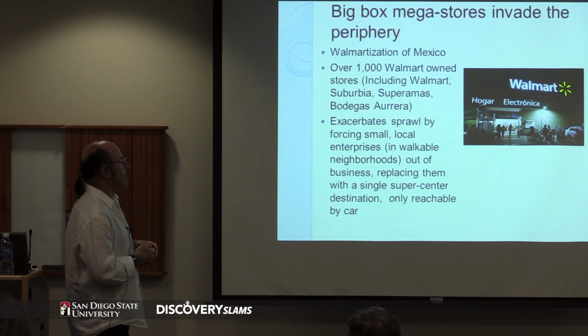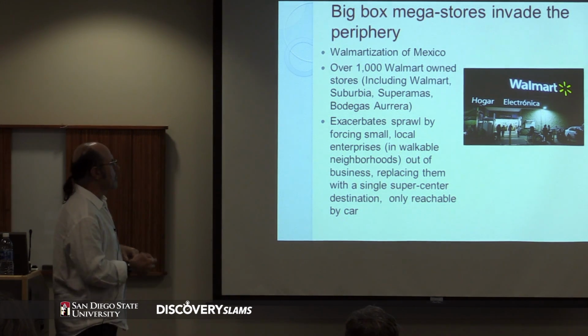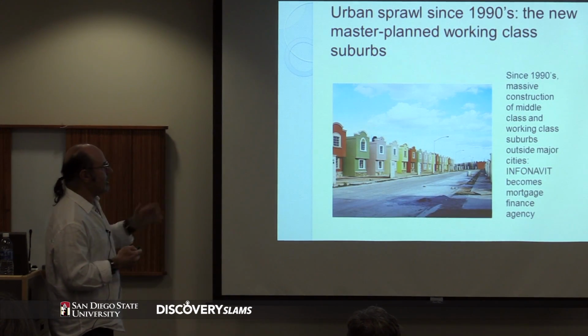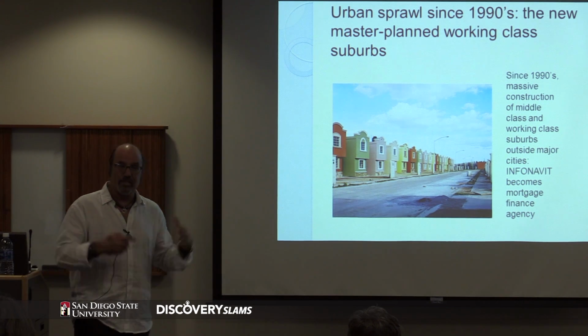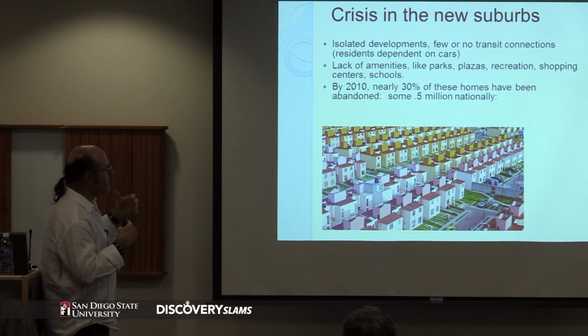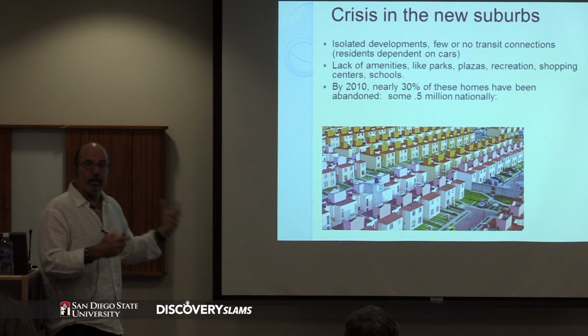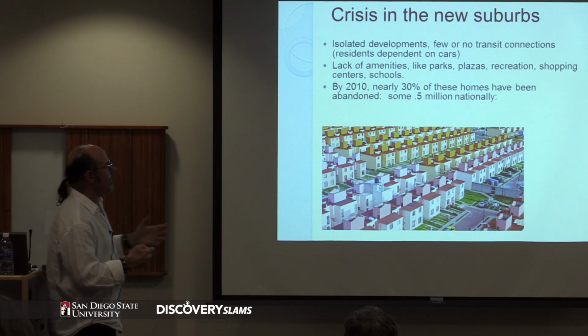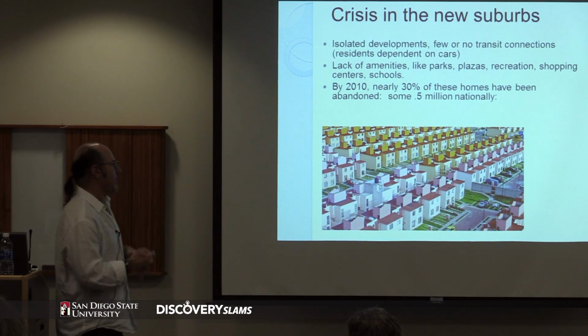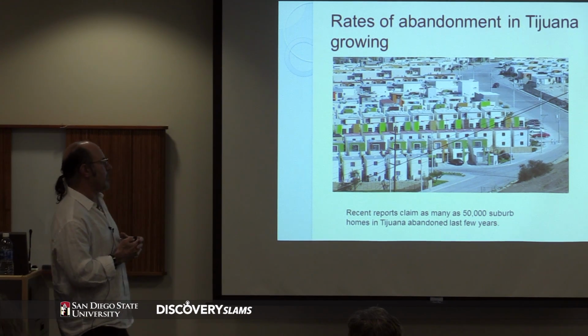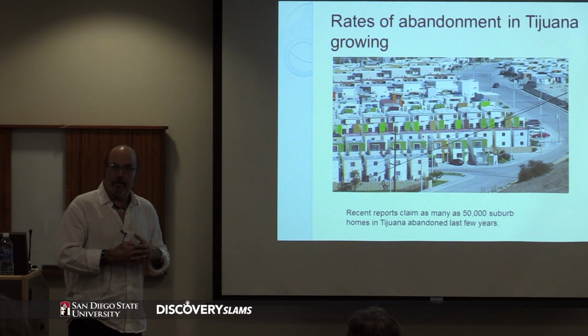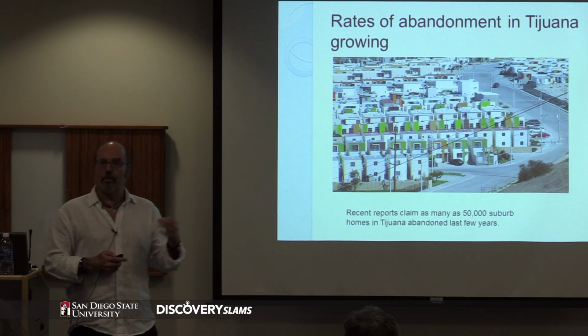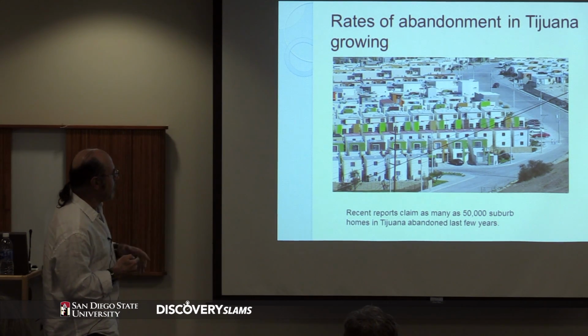The Walmart phenomenon, there's over 1,000 in Mexico as well. And in the 1990s, they started building these mass suburbs across Mexico. The big problem is that they built millions of these suburban houses, and now they're being abandoned because they're so isolated. Tijuana's a good example. Apparently, they built several hundred thousand, and a third of them are already isolated and being abandoned.